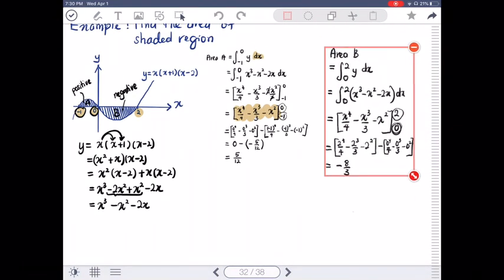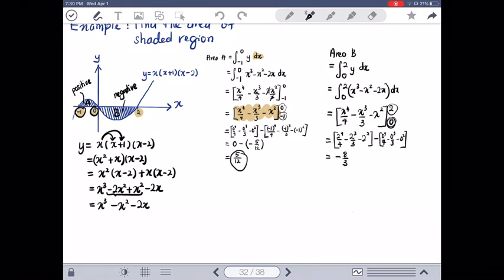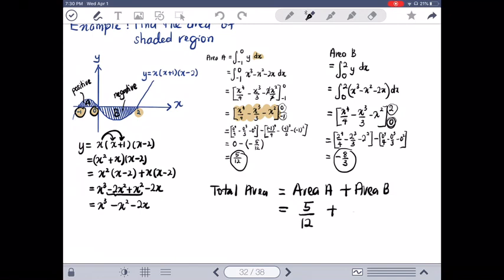So as expected, area A will be positive, area B will be negative. But we want the total area. So total area, which means that area A plus area B. So which means that 5 over 12 plus modulus of negative 8 over 3.